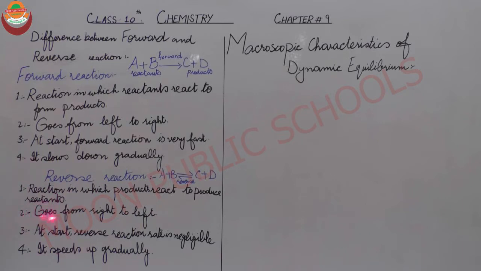The second point is it goes from right to left. You can see here in this equation, when product decomposes, it will again form reactants, so the reaction will go from right to left direction.